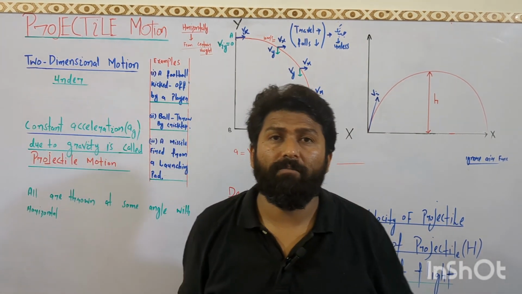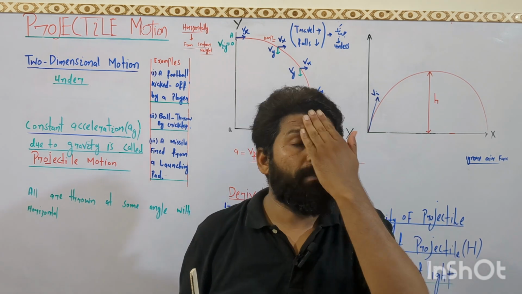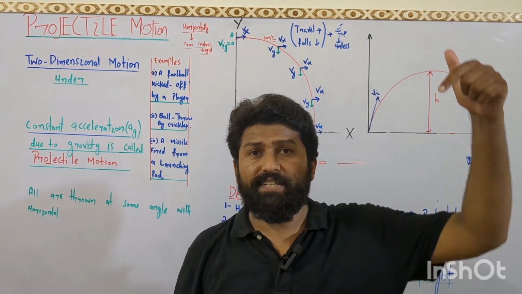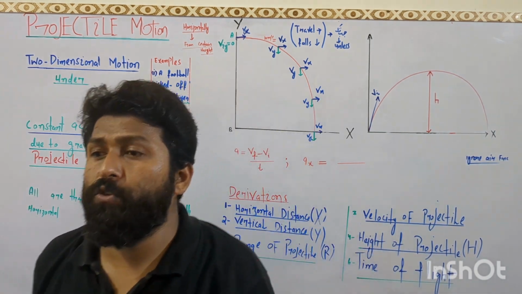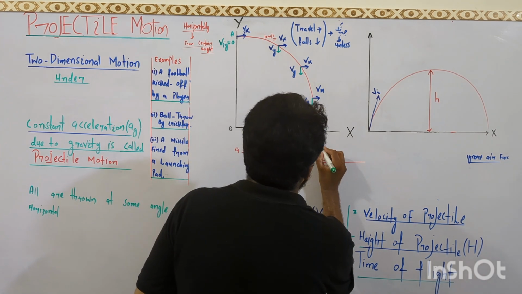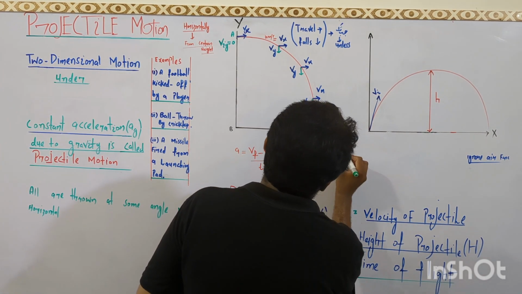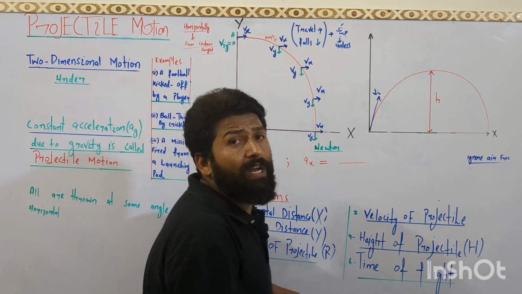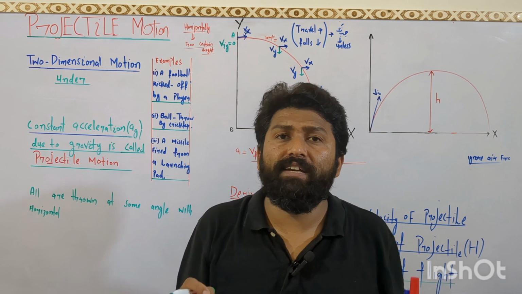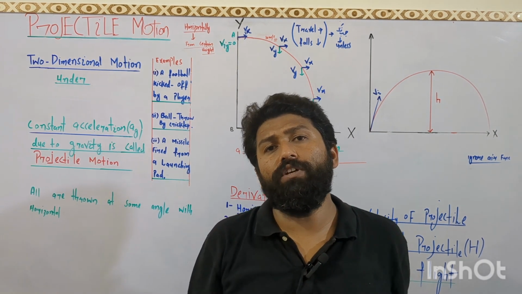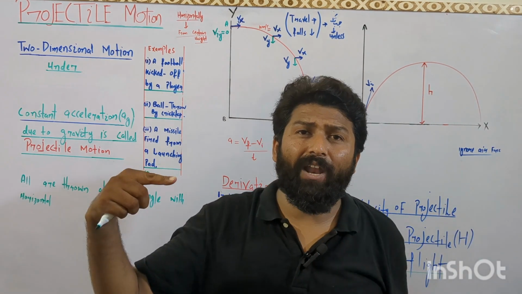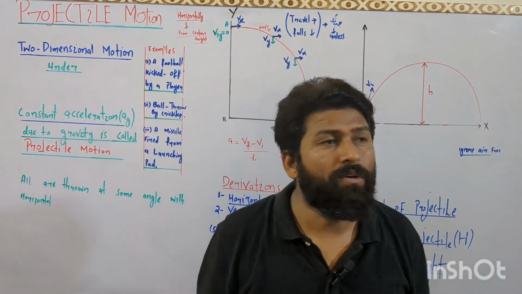Now we will learn an important thing about projectile motion: acceleration acts along the y-axis. Acceleration is due to gravity. So according to Newton's law, acceleration along the x-axis will be zero, because in projectile motion, acceleration is only due to gravity. So along the x-axis, acceleration will be zero.